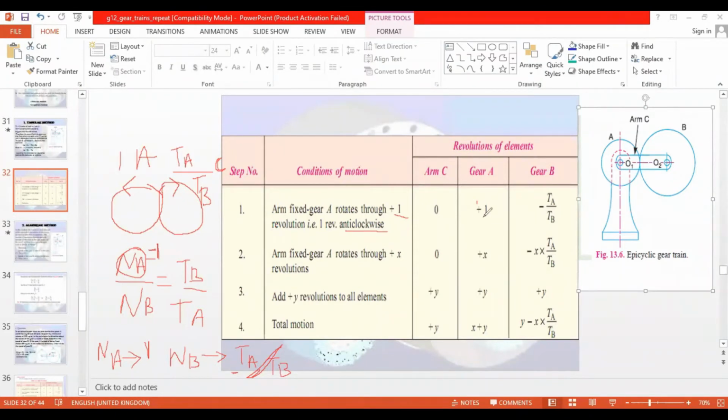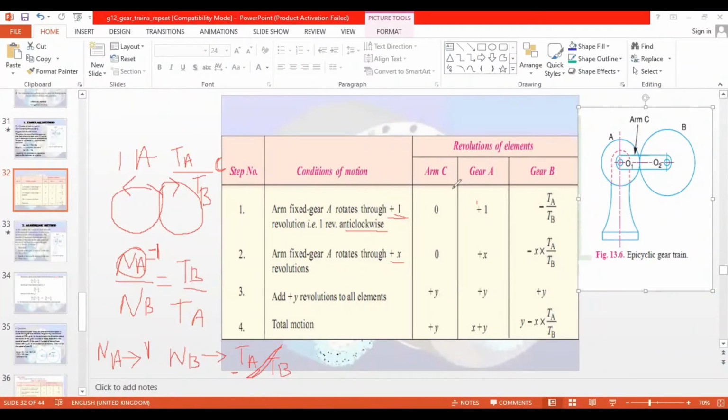Here plus 1, this is plus 1 revolution. But here that is X, so I will multiply it by X. So plus 1 into plus X, that is plus X. For 1 revolution, I have TA upon TB revolutions for gear B. So I will now multiply this with X. So I will have minus X into TA by TB. This is for the 1 revolution condition, and this is for the X revolution condition.